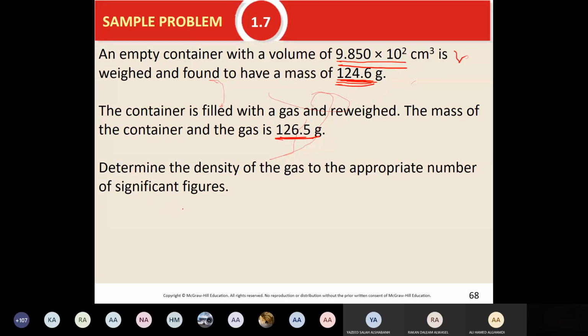Quickly, I want an answer. 1.9 gram. 1.9. 1.92. That's correct. No, 1.9, just 1.9, without the 2. And how should I report it? Only one significant figure after the decimal. Correct? Okay. Now, determine the density.